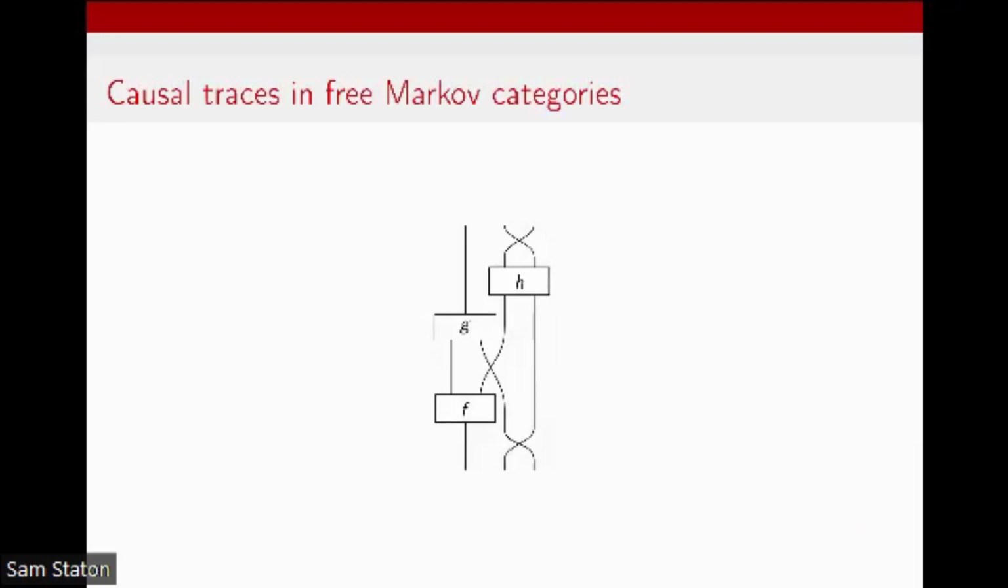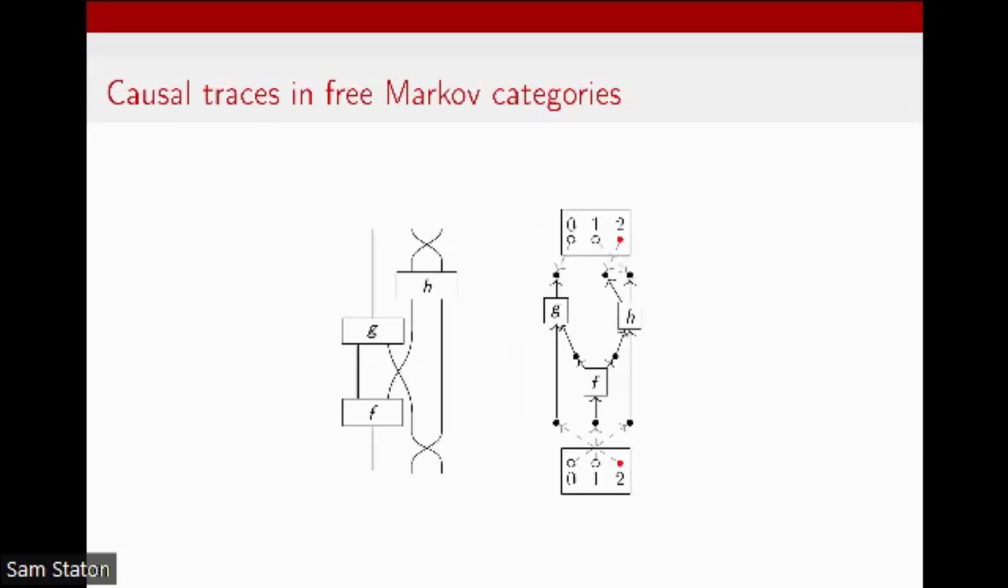Now, I will show that causal traces not only exist in atomic Markov categories with conditionals, but also in free Markov categories. If you haven't seen free Markov categories over generators yet, all you need to know is they exist. They are kind of like categories of string diagrams, and we can nicely represent them by hypergraphs. If you've seen the hypergraph representation, this is for you.